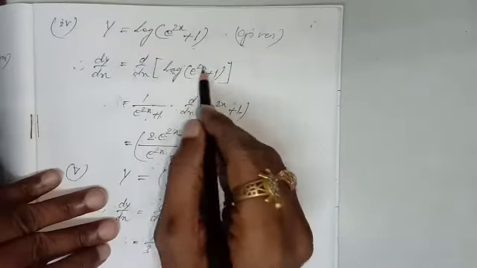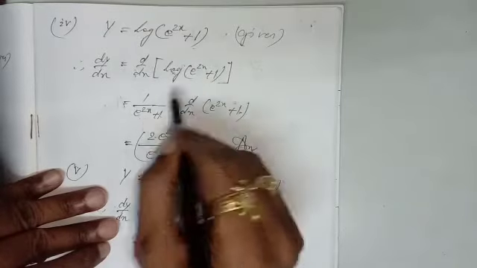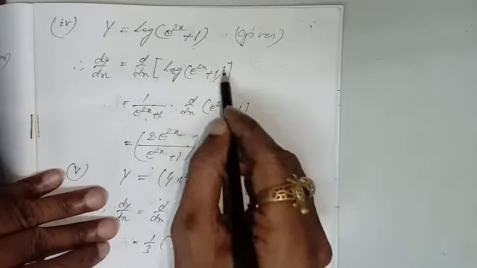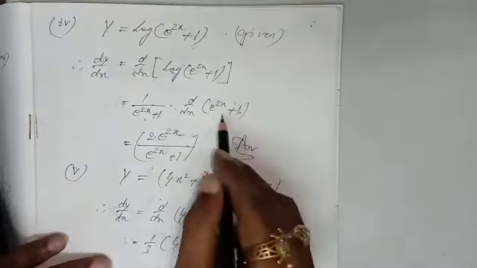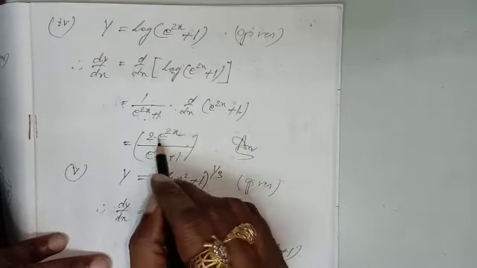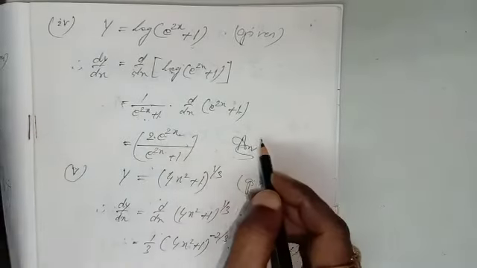First of all, you have to think this is log x given. So what is the derivative of log x? That is 1 by x, means here 1 by e to the 2x plus 1. Again you have to find out this bracket part, e to the 2x plus 1. So what is the derivative of e to the 2x? Coefficient of x is 2, that is 2 into e to the power 2x, whole divided by e to the 2x plus 1. This is the answer of the fourth part.